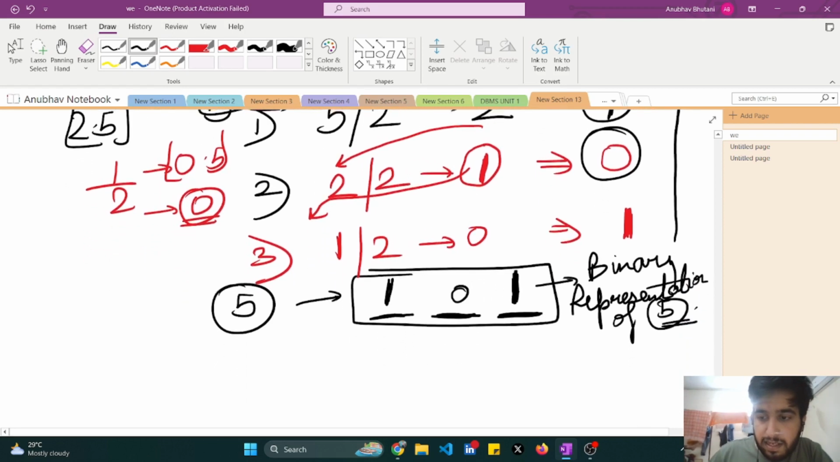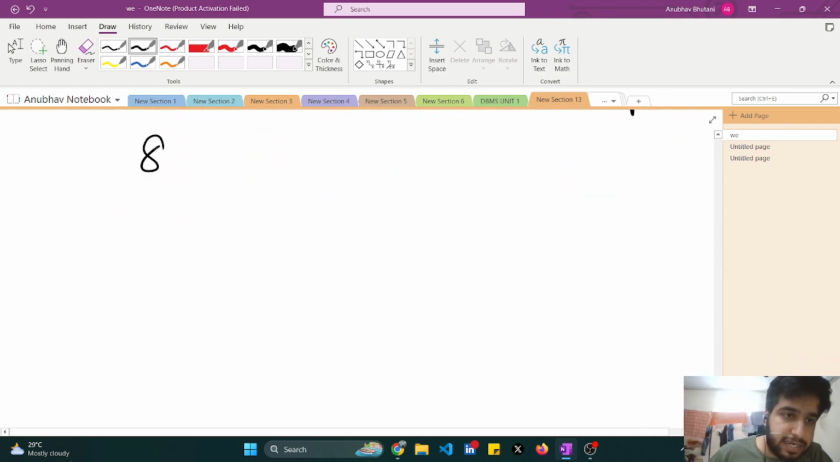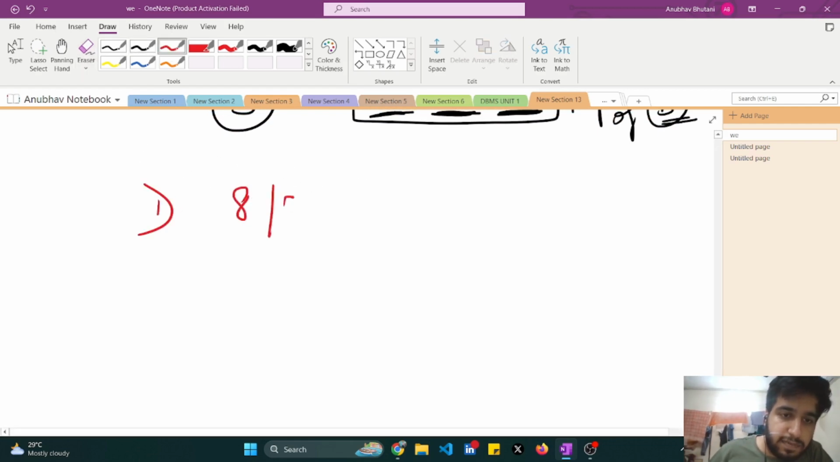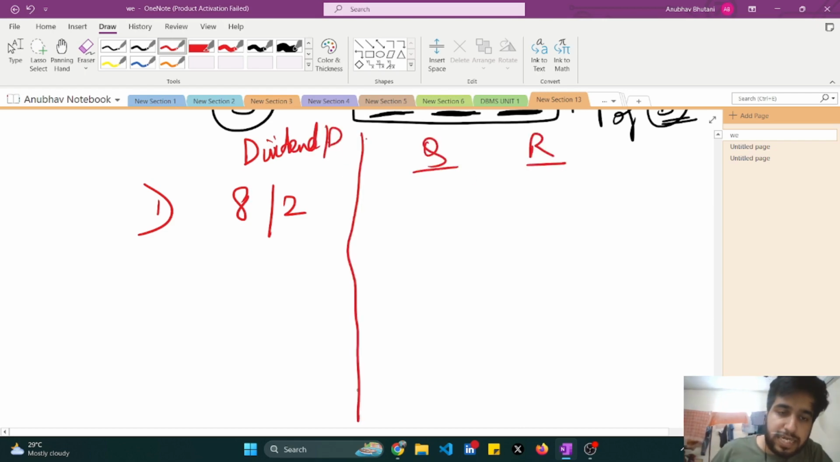Okay. If I tell you a number like 8, how is its binary representation going to look? So 8, I'll first divide by 2. This is my first step. I'll write the dividend and divisor here, quotient here, and remainder here. So 8 divided by 2 gives me a quotient of 4. And what is the remainder? 0.